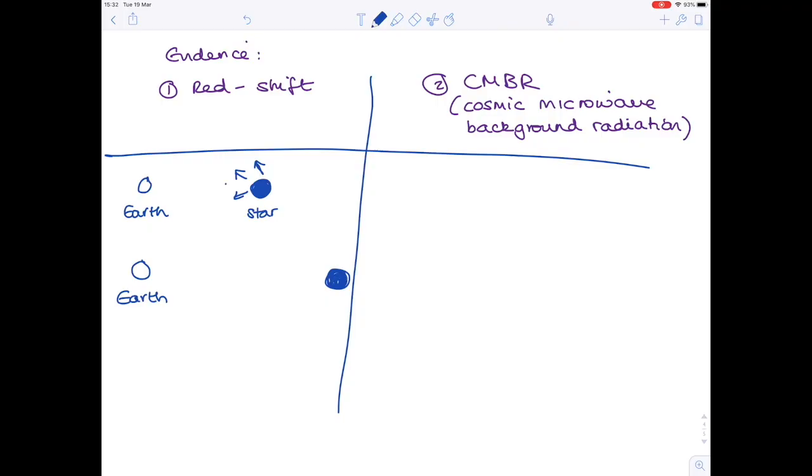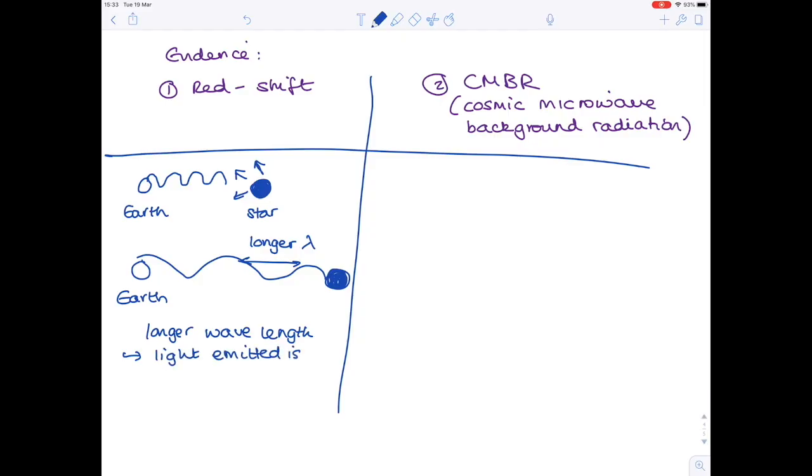Now, if the light being given off that original star has a wavelength of something like this, are you happy that when it moves further away that that wavelength gets stretched? So it has a longer wavelength. And if we were to look at the spectrum of colours, when you have a longer wavelength, it means that the light emitted is going to be redder. Hence why we describe this as redshift. So the light has been redshifted.